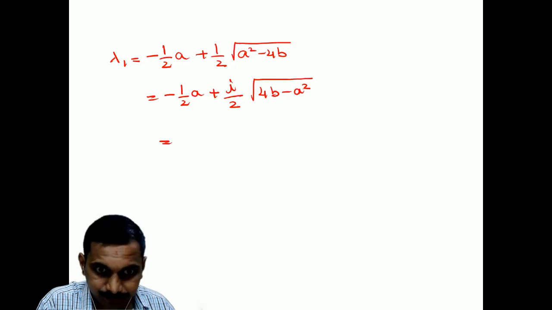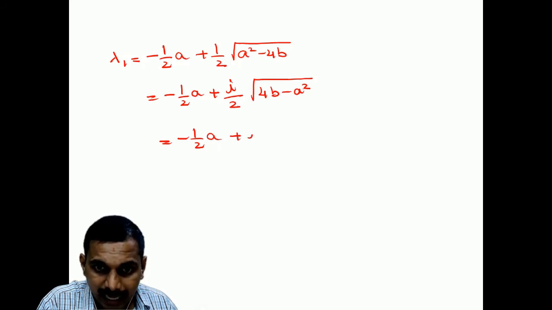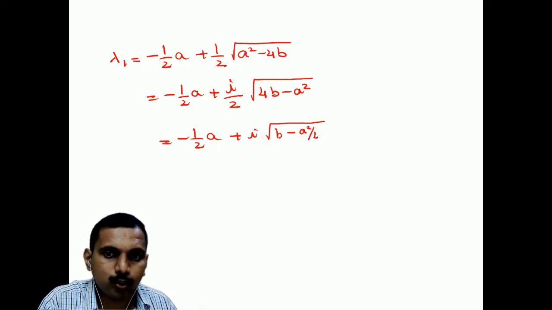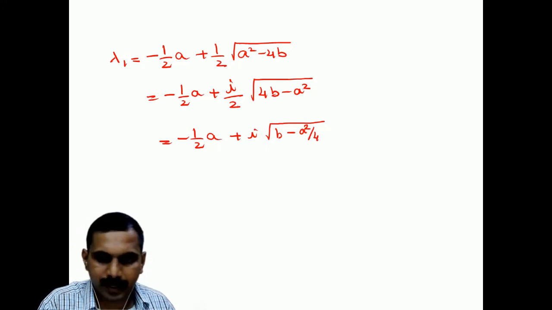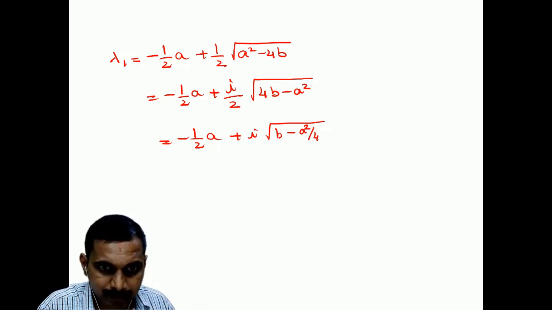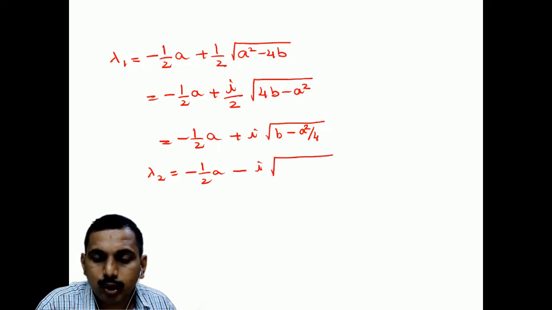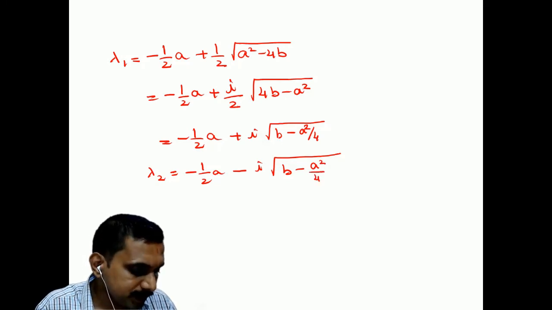Or this can be written as minus half a plus i into square root of b minus a square by 4. Can I write this as a square by 4 here? Fine. So this is one thing which I have to know. So now, similarly, I can write lambda 2 also. What is lambda 2? Lambda 2 is given as minus half a minus i square root of b minus a square by 4. Correct? Easy? Write this down till here.